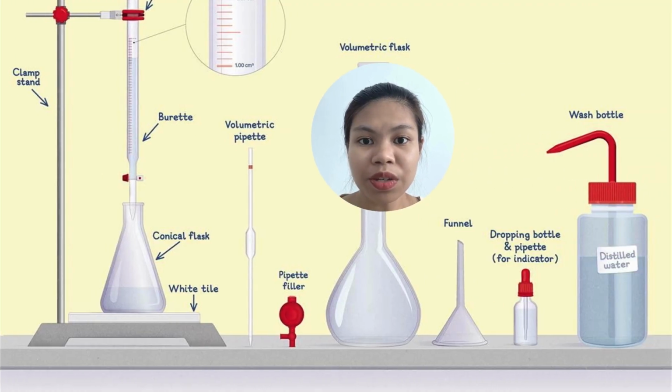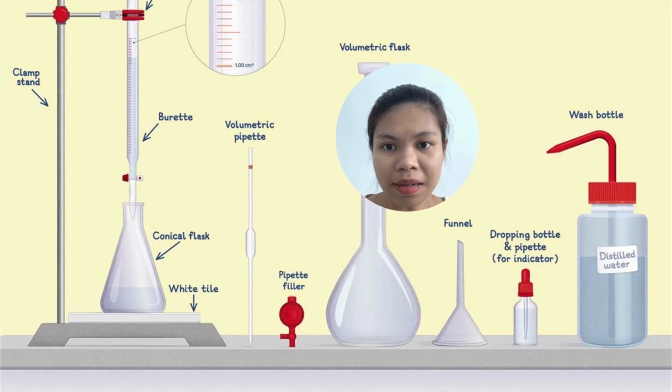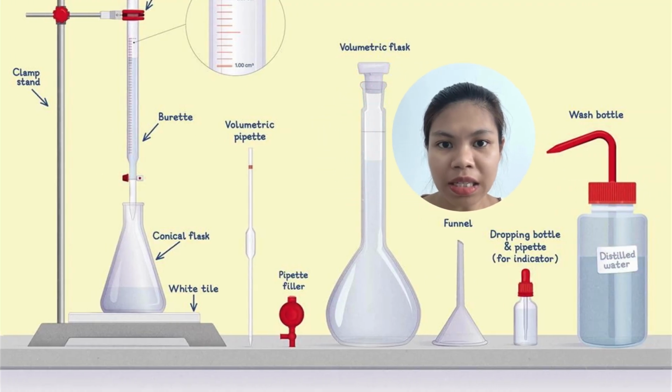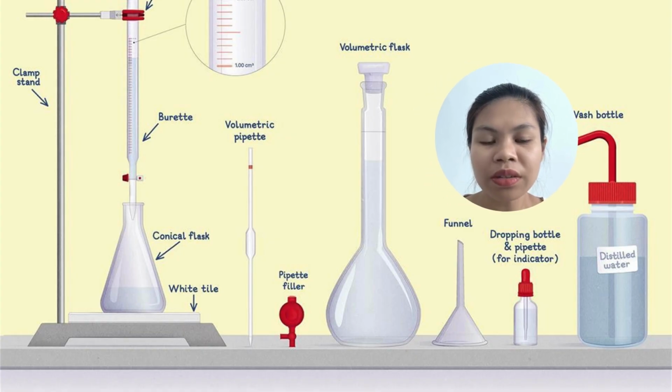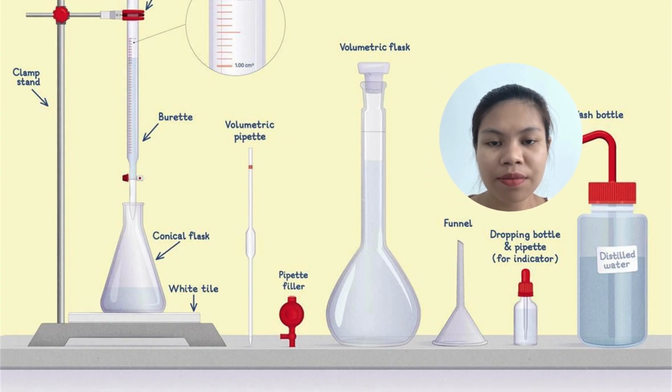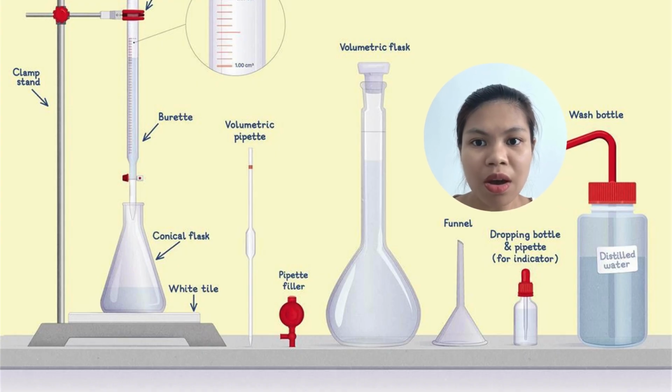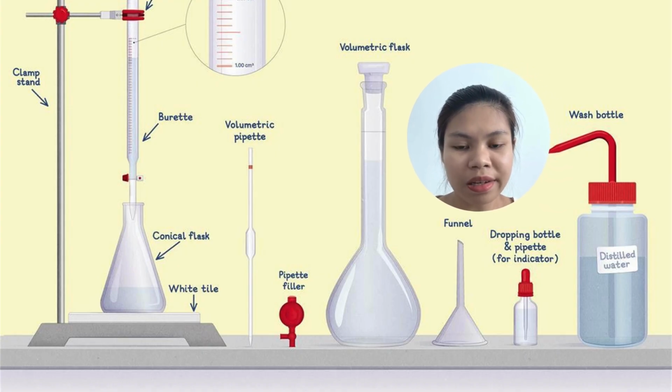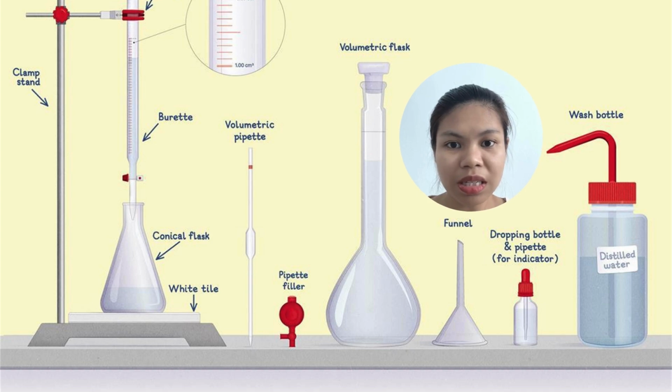The apparatus we use is clamp stand, burette, conical flask, white tile, volumetric pipette, pipette filler, volumetric flask, funnel, dropping bottle or pipette for indicator, and wash bottle which is distilled water.